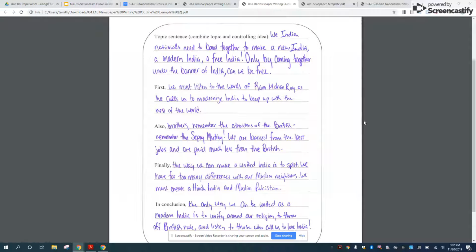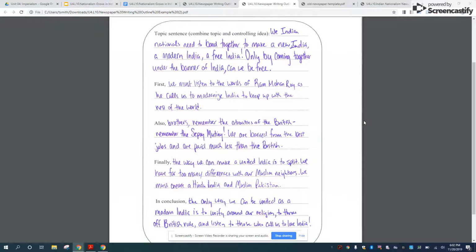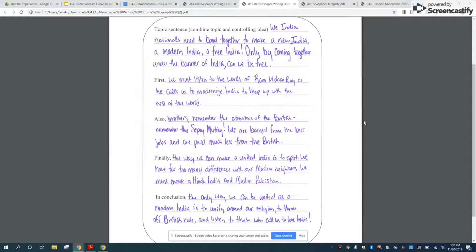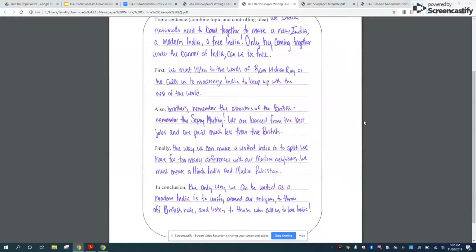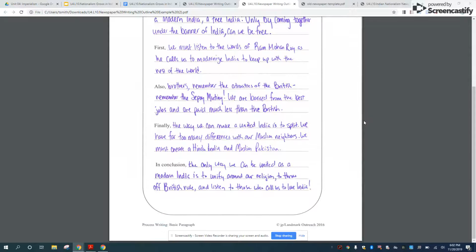So here's what mine sounds like. We Indian nationals need to band together to make a new India, a modern India, a free India. Only by coming together under the banner of India can we be free. We must listen to the words of Ram Mohan Roy as he calls us to modernize India to keep up with the rest of the world. Also, brothers, remember the atrocities of the British. Remember the Sepoy Mutiny. We are barred from the best jobs and are paid much less than the British.